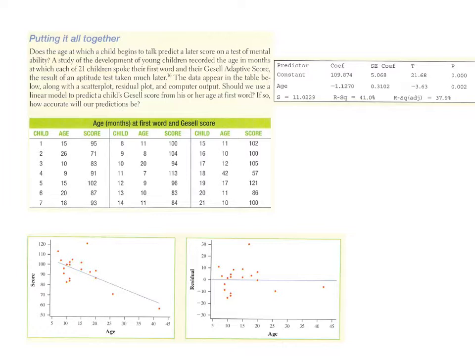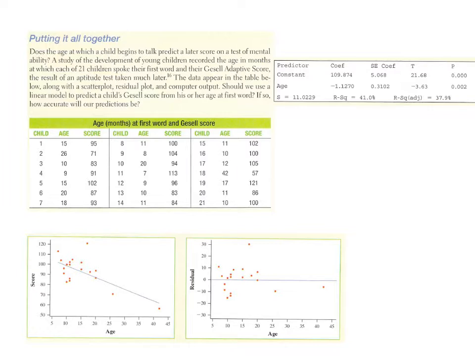Should we use a linear model to predict a child's Gesell score from his or her age at first word? If so, how accurate will your predictions be? So what we're trying to determine here is if a linear model is appropriate for this data, and if so, how good is it? The first thing we need to do when we're determining if a linear model is any good is look at our scatter plot. Do we see an association that is linear or nonlinear? We can also look at the residual plot to see if there is no pattern there.